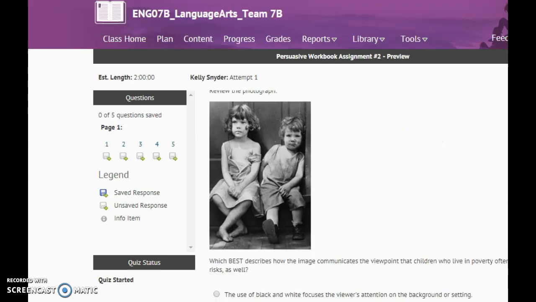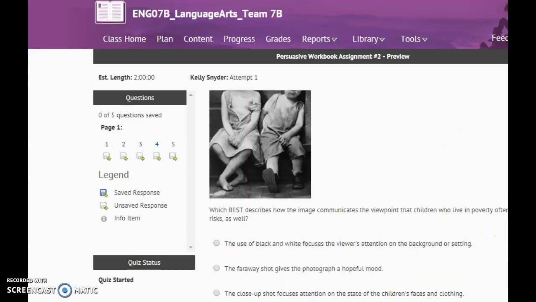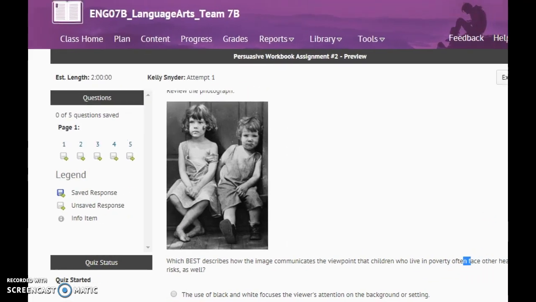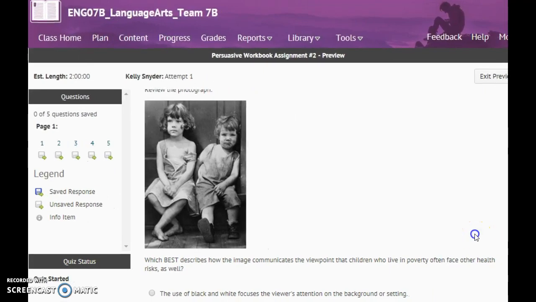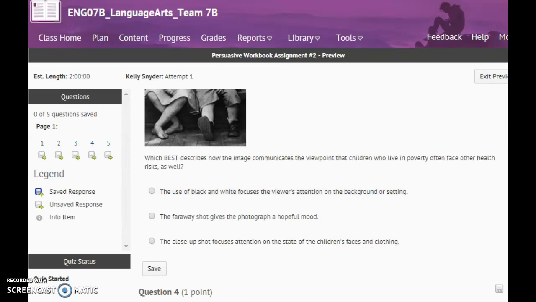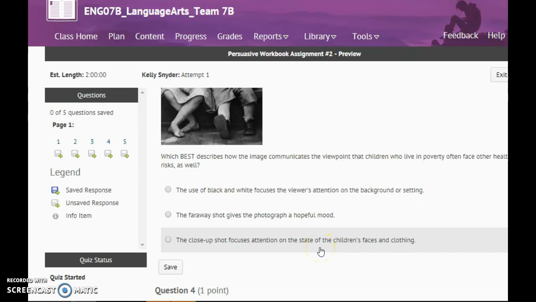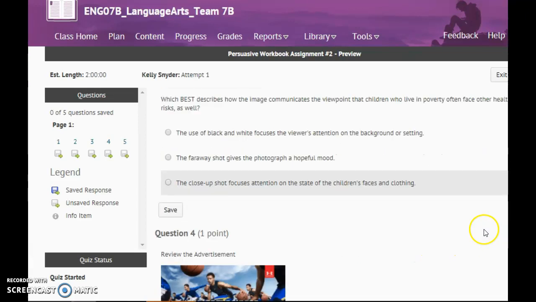Question number 3. Which best describes how the image communicates the viewpoint that children who live in poverty often face other health risks as well? So you're looking at that picture there. The use of black and white focuses the viewer's attention on the background or setting. The far away shot gives the photograph a hopeful mood. The close-up shot focuses attention on the state of the children's faces and clothing.